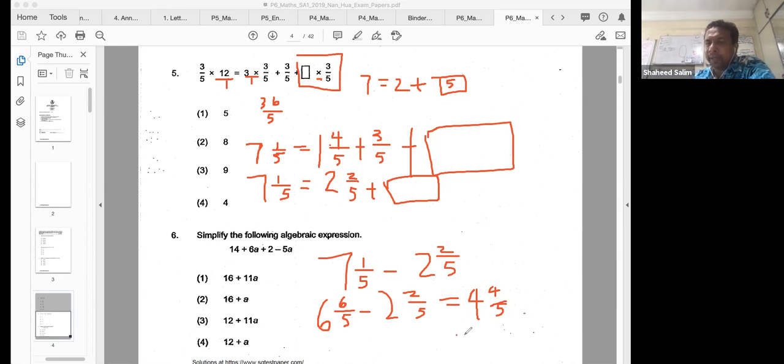Never mind, we make it improper fraction. 4 times 5, 20 plus 4, 24. Now it's easier. Watch carefully. This is 24 over 5. Are you confused by this?